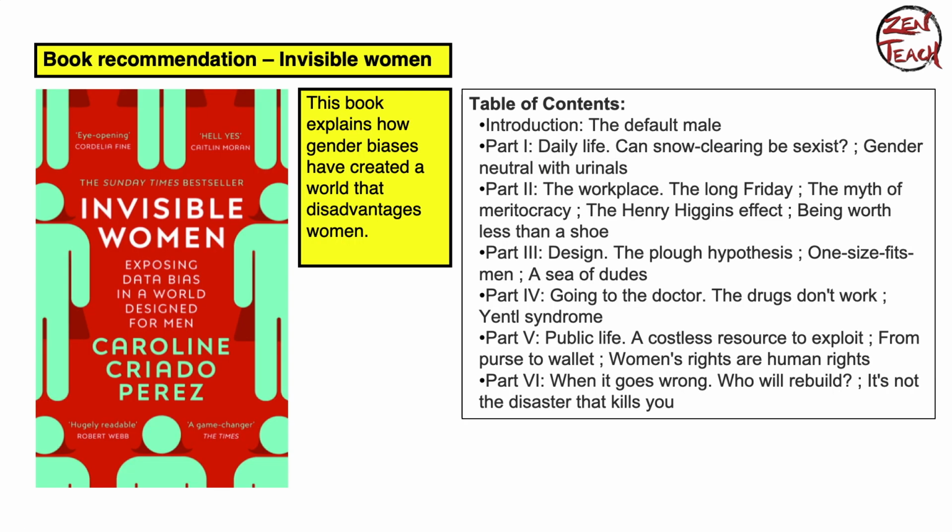This is a book recommendation I'd like to make. It's called Invisible Women, and it explains how gender biases have created a world that disadvantages women. Here's the table of contents, but basically it talks about biases towards women that disadvantage them in the workplace, in medicine when going to the doctor, and public life, and many other topics. It's fascinating, really, and I think not just women should read it, but men as well, because men will also be holding positions of power and have an impact on the lives of women. And so that's why everyone actually should be reading this book.